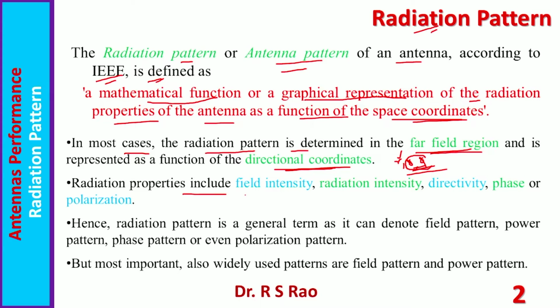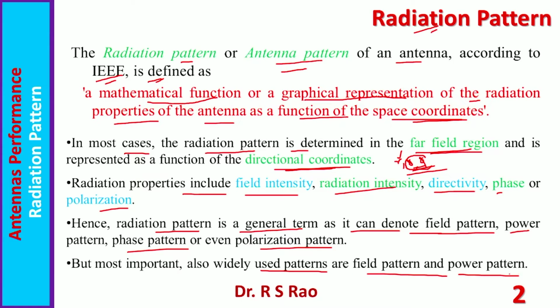Radiation properties include field intensity, radiation intensity, directivity, phase or polarization. Hence, radiation pattern is a general term as it can denote field pattern, power pattern, phase pattern, or even polarization pattern. But the most important and widely used patterns are field pattern and power pattern. After these two, it is the polarization pattern that is used. Phase pattern also is used in the design, in the analysis, in the measurements of antennas.